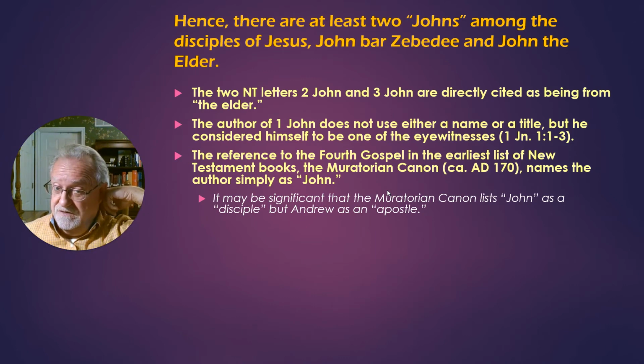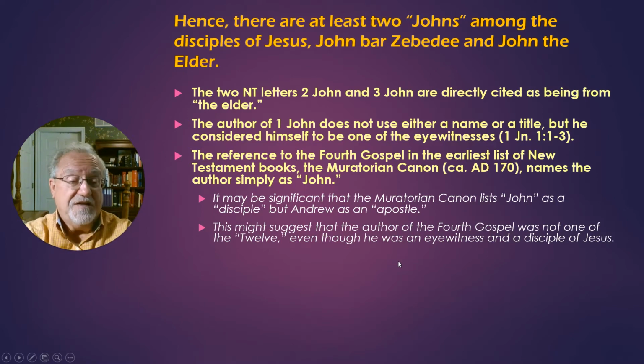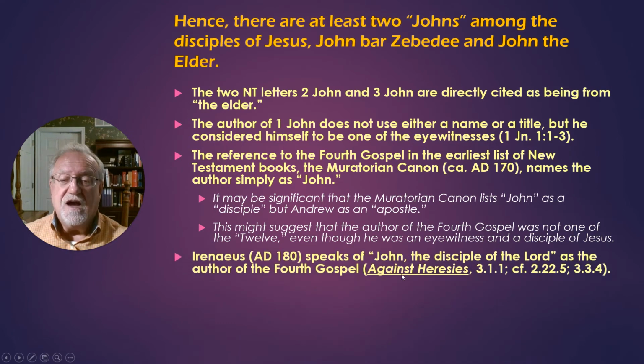It may be significant, and I suppose it depends upon how much weight you give to this, but it may be significant that in this early canon list, John is described as a disciple as opposed to Andrew, who's described as an apostle. Does that suggest then that maybe the John to whom he is referring is John the Elder, who would not have been one of the 12 apostles? So that might suggest that the author of the fourth gospel wasn't one of the 12, even though he was an eyewitness and a very close disciple of Jesus, the disciple whom Jesus loved.